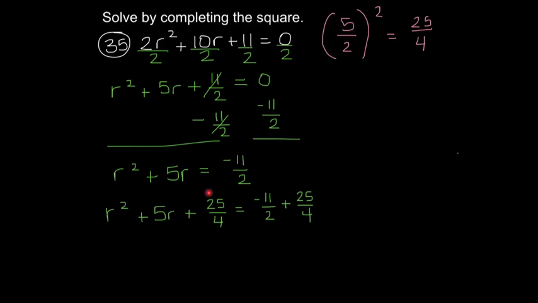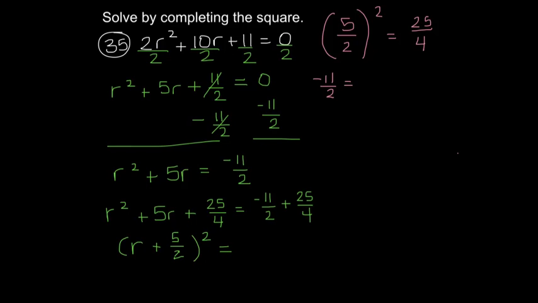The left side is now definitely a quantity squared. Specifically, it is r, and then whatever half of that coefficient was, whatever half of the 5 was, which we said was 5 over 2. So this factors into r plus 5 over 2 quantity squared equals, don't get lost with the fractions, negative 11 halves.